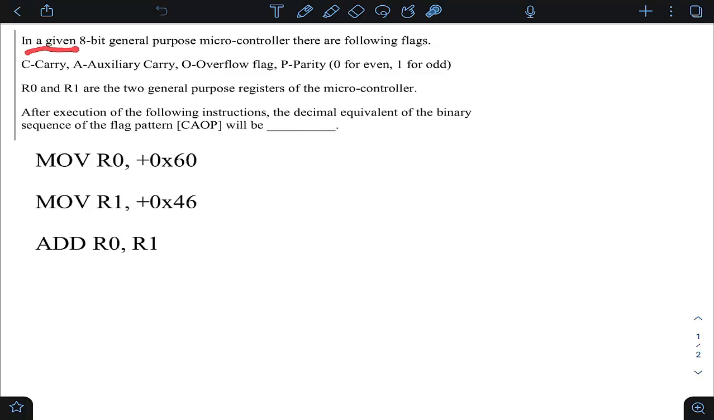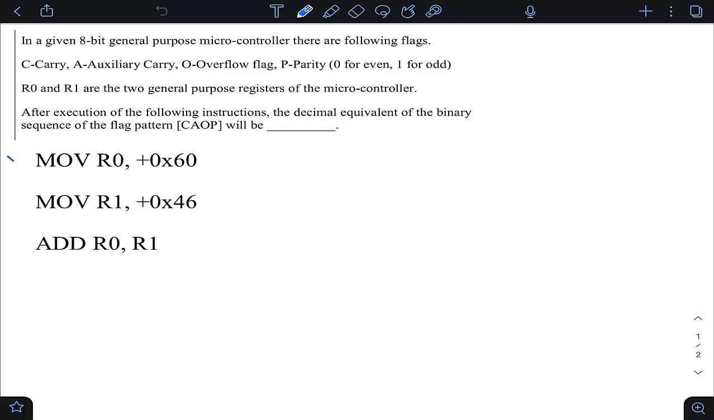In a given 8-bit general purpose microcontroller, there are the following flags: C for carry flag, A for auxiliary flag, O for overflow flag, P for parity. R0 and R1 are two general purpose registers of the microcontroller. After execution of the following instructions, the decimal equivalent of the binary sequence of the flag pattern CAOP will be. Okay, so let us see.